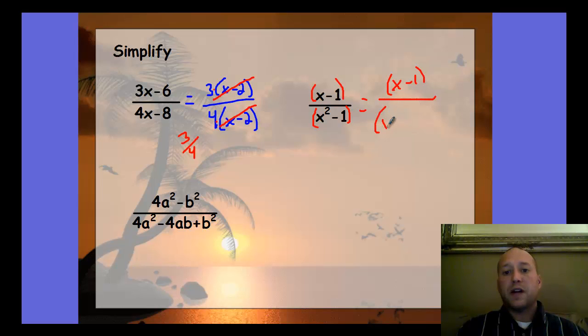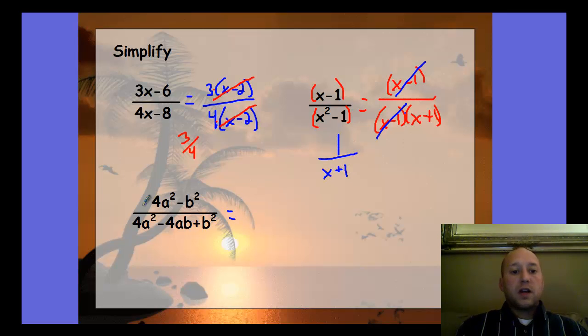So the bottom one factors to x minus 1 times x plus 1, and that's the key, because now we have a multiplication. So now I have x minus 1 and x minus 1, the entire quantity reduces. So we get 1 over x plus 1.